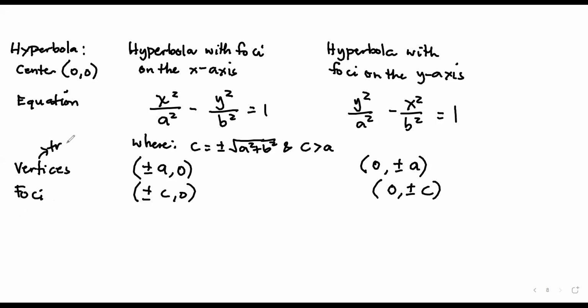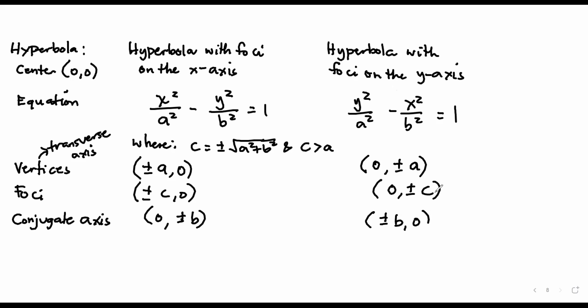This is again for the transverse axis. For the conjugate or the coordinates for conjugate axis, class, ang endpoints niya ay 0, positive, negative, b. Kasi ang major mo ay ang transverse mo nasa x. So, ang conjugate mo, ang coordinate 0, positive, negative, b. Pag naman ang foci on the y-axis, the conjugate axis is positive, negative, b, 0. Ano pa? Transverse.